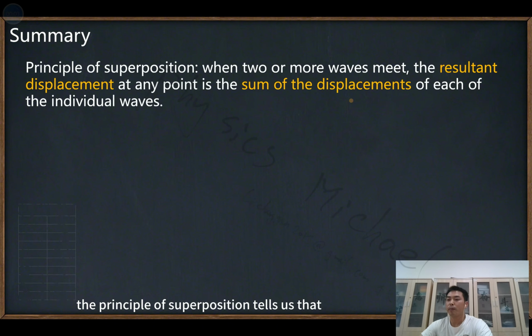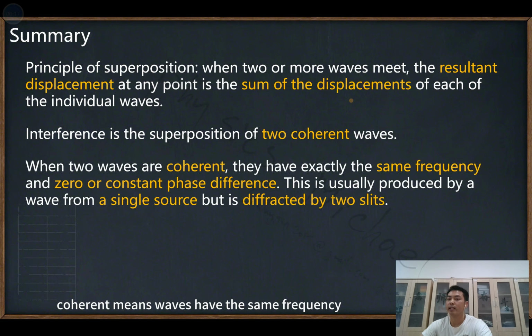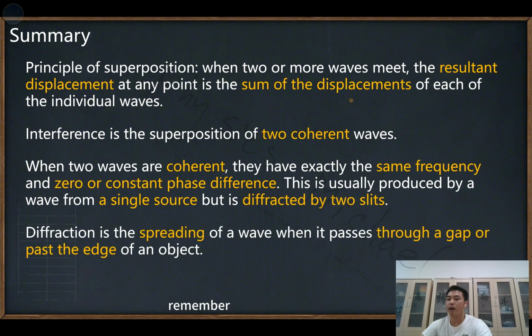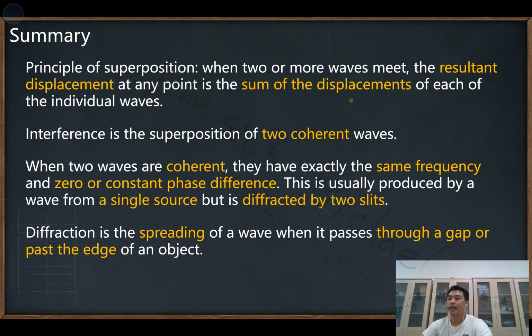Let's summarize what we've learned today. The principle of superposition tells us that when waves meet, their displacements add together. Interference occurs when coherent waves meet and superpose. Coherent means waves have the same frequency and constant phase difference. To get coherent waves, we usually use diffraction by passing a single wave through two slits. And speaking of diffraction, remember it's the spreading of waves around obstacles or through gaps. And the diffraction effect is strongest when the gap width matches the wavelength of the wave.